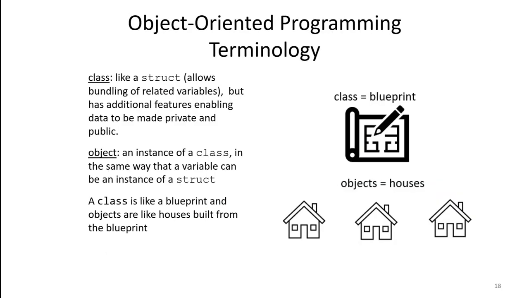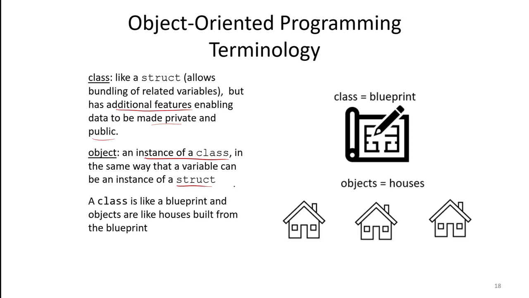Let's go through a few more terms. As we mentioned, a class is like a struct, but a class has additional features. And as we saw, these features include being able to make data private and public, and also the ability to store both data and functions together within a class. An object is an instance of a class or a variable made using a class. It's just like how a variable can be made using a struct.